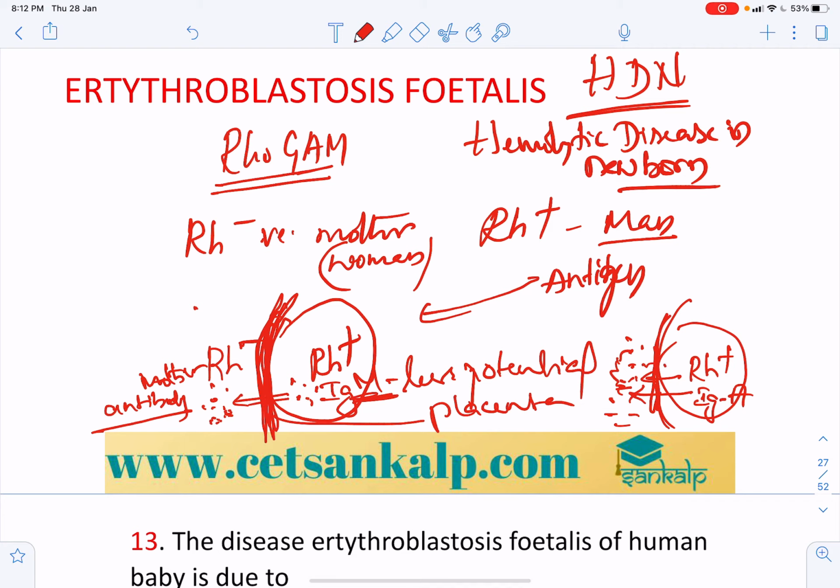First it lyses. The embryo's RBCs carry the complete antigen, and these antibodies will kill them, destroying the RBCs completely. That is what takes place in the mother's blood.